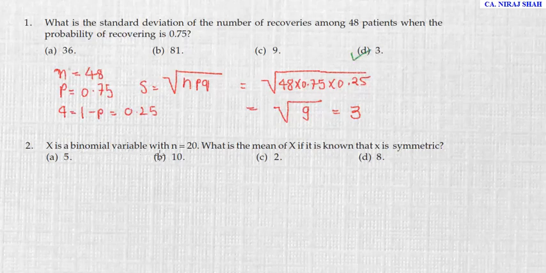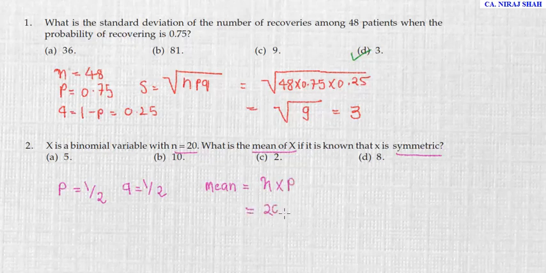X is a binomial variable with n equal to 20. What is the mean of x if it is known that x is symmetric? Now remember, when the binomial distribution is symmetric, the probability of success p is 1 by 2 and the probability of failure is also 1 by 2. So, the mean for the binomial distribution is n into p. Here n is given as 20, p is 1 by 2, so the mean will be 10. So our answer is B, 10.